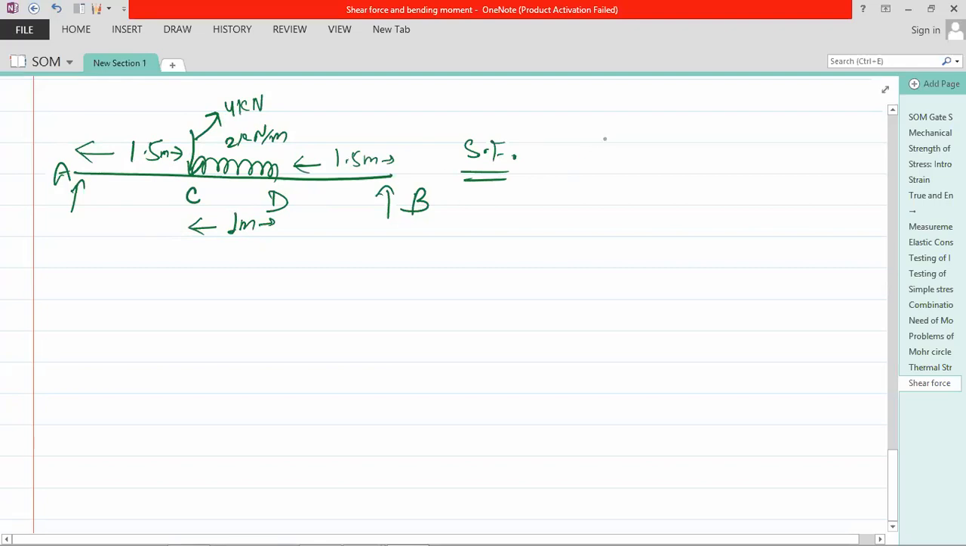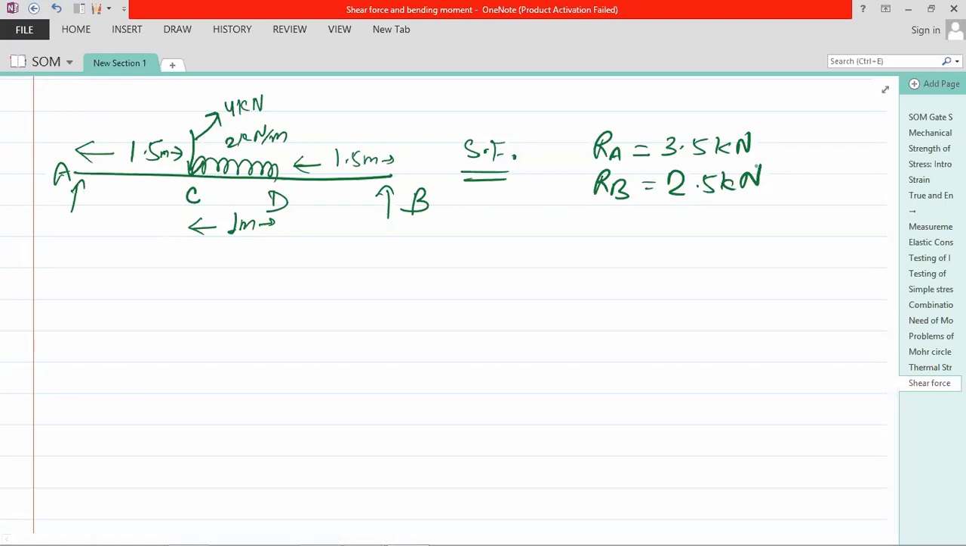So first of all, RA and RB. Any data is missing? No. So RA is, oh sorry, not equal. This is not a symmetric case. RA is equal to 3.5 kilonewton and RB is equal to 2.5 kilonewton. Now I am giving you 2 minutes to try this question. If you are getting it, okay, otherwise I will solve. What is the CD distance, sir? 1 meter. Yeah, middle distance 1 meter. Okay, I am giving you 1 minute or 2 minutes.